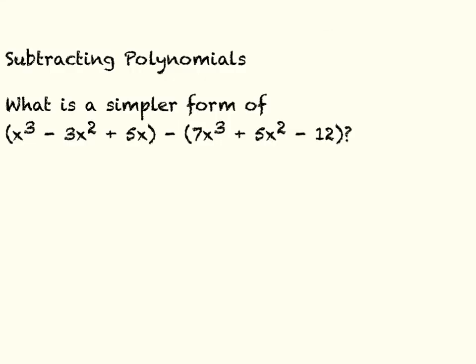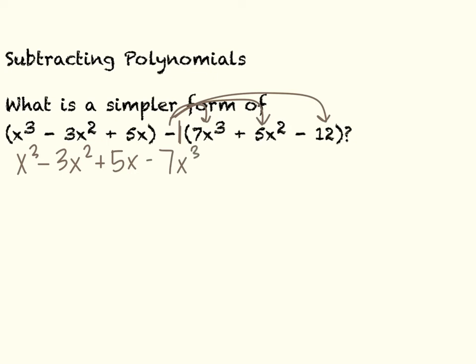Alright, subtracting polynomials. This is a little bit trickier because of this minus sign right there. Right here, you're going to have to distribute that negative 1 and change everybody's sign. So this is actually going to be x to the third minus 3x squared plus 5x. That all stays the same. And then you subtract everything in the second set of parentheses, so you're going to change all the signs all the way through.